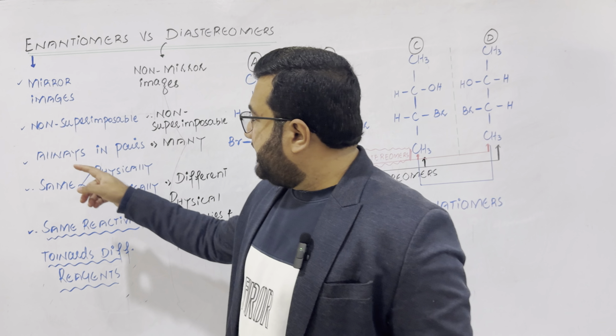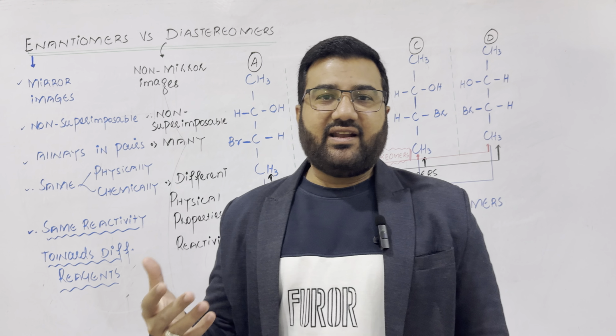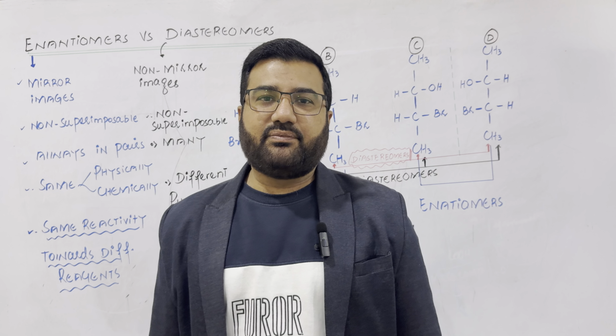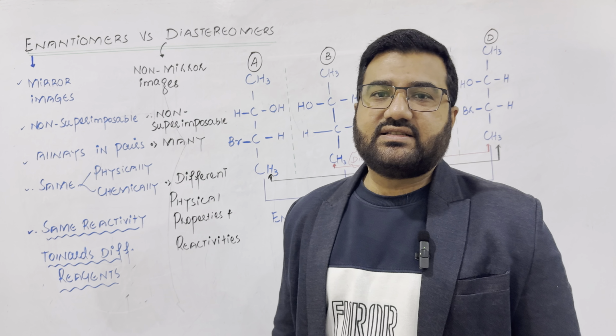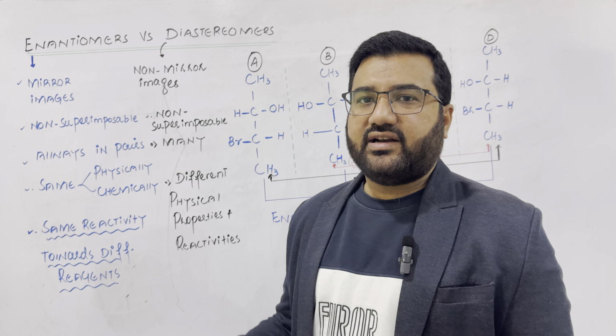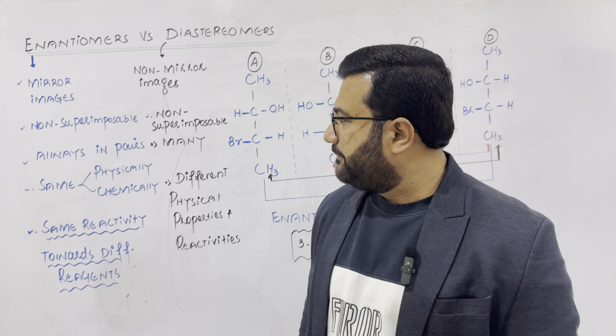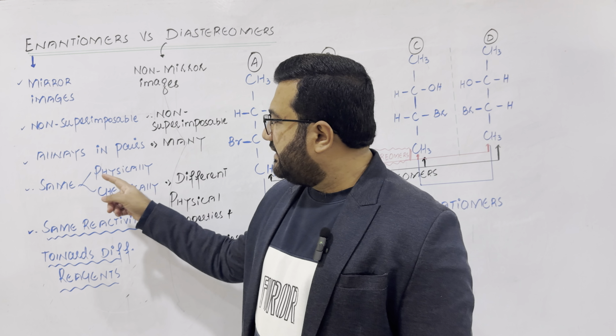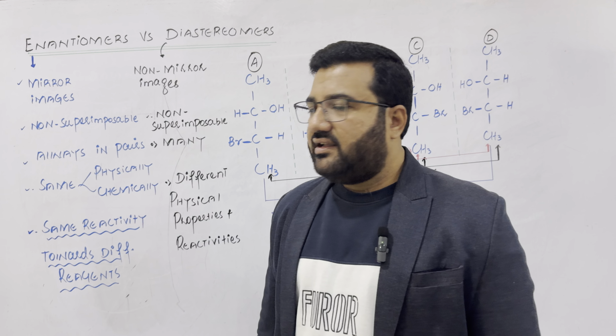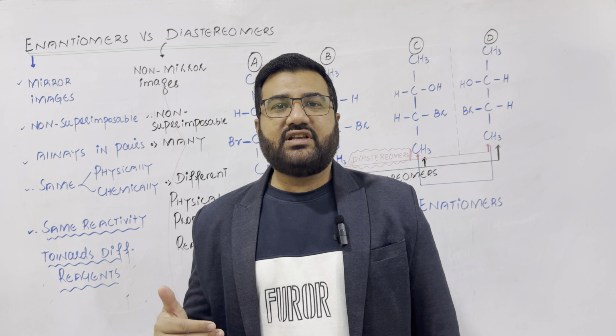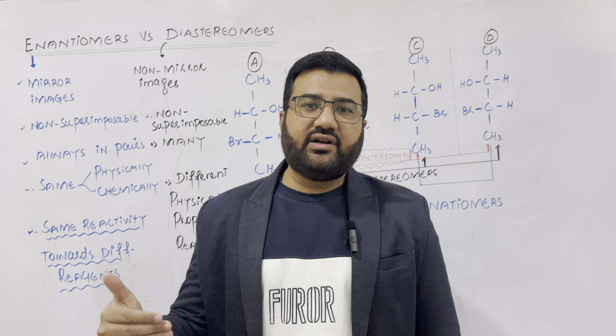And they always exist in the form of pairs, again like your two hands, which are a pair of each other. The left hand is the mirror image of the right hand, and hands are in the form of a pair. Enantiomers have the same physical and chemical properties. They have the same melting point, boiling point, density.